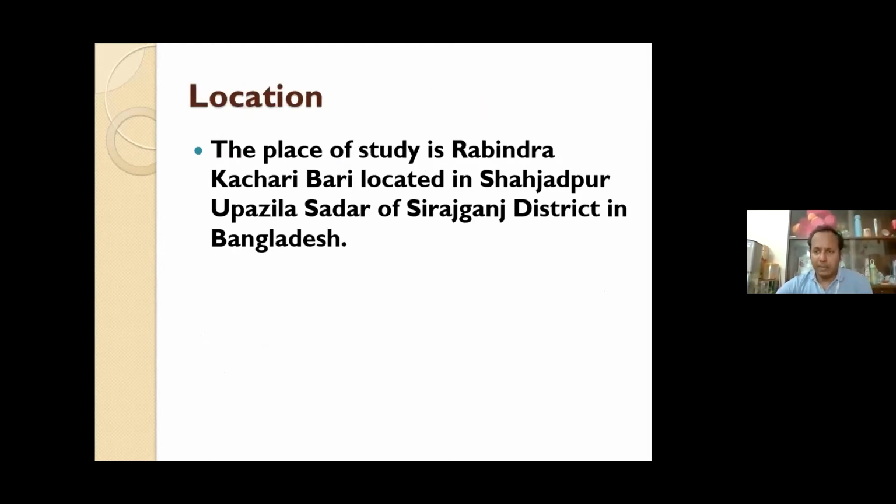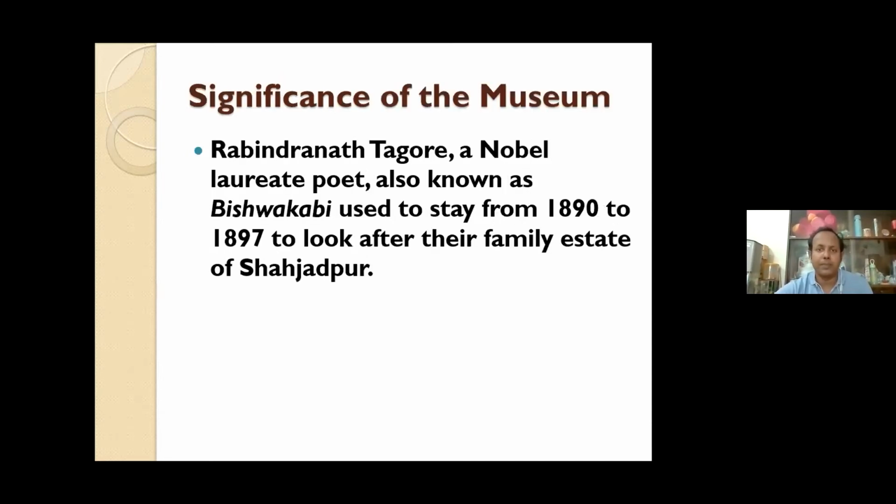The location I have already mentioned: the Kachari Bari Museum is located in Shahjatpur. That is an Upojela, as we call it in the Bangladeshi context, under the district of Shirajganj. The Shirajganj district is located in the north side of Bangladesh. Nobel laureate poet Rabindranath Tagore stayed here from 1890 to 1897 to look after his family estate at Shahjatpur. That is why he has a very significant bond with the Shahjatpur community.